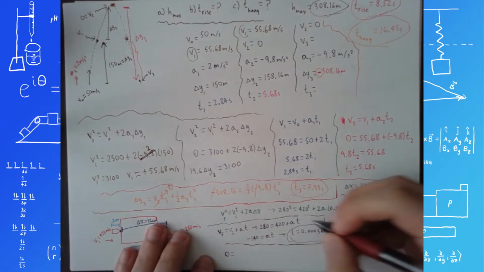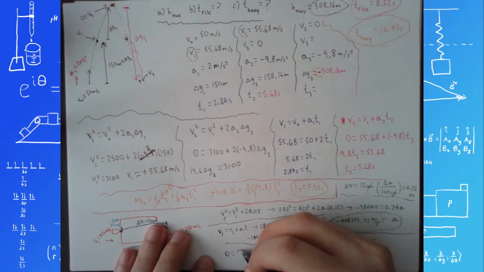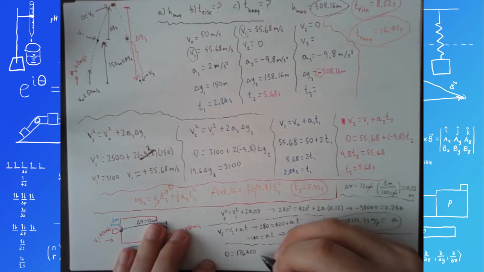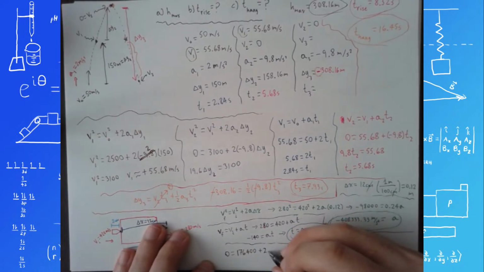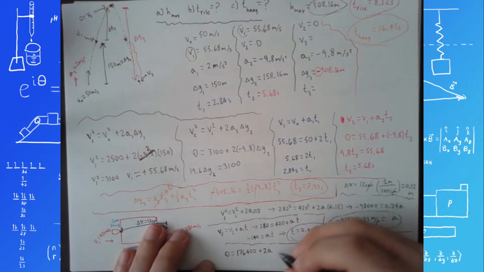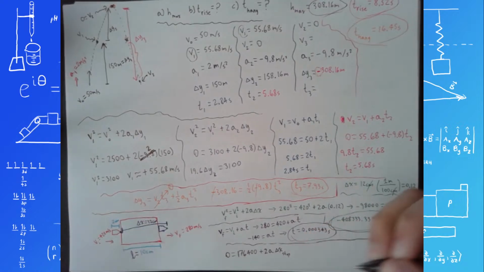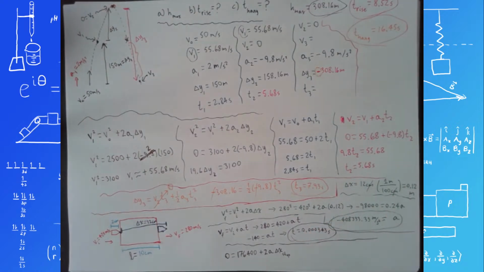176,400 apparently. 176,400, that's what I get from squaring the 420, plus 2 times, we know the acceleration now, I'm just going to write A because I don't want to write that long number again. And what is this? I'll call it delta X stop. What is the amount of displacement needed to stop the bullet?